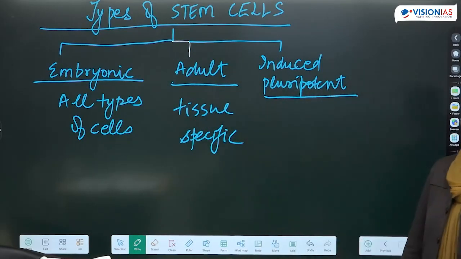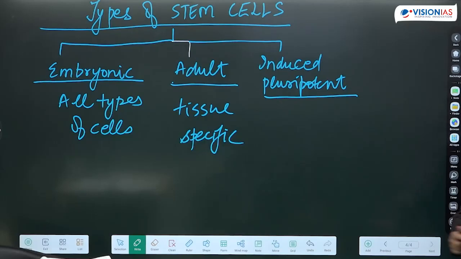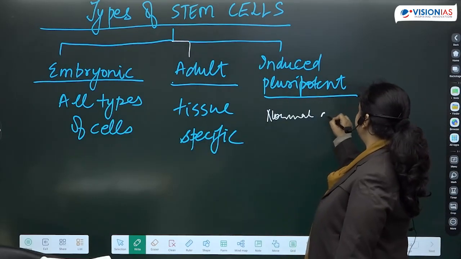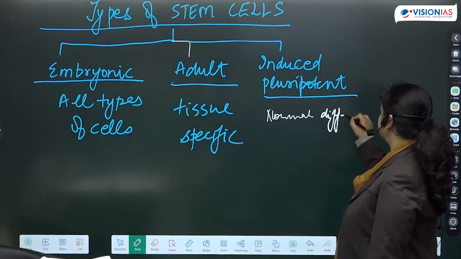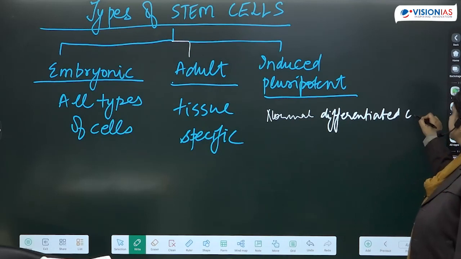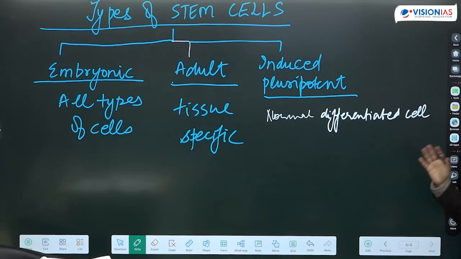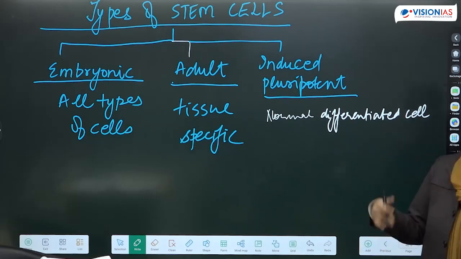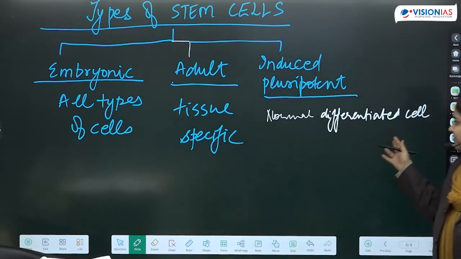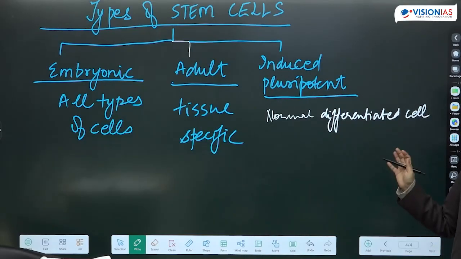अब induced pluripotent stem cells में क्या होता है? You take any normal differentiated cell. Differentiated means the cell who has already been assigned its function. कि अब सेल जो है मसल सेल बन चुका है या ब्लड का सेल बन चुका है, कोई सेल बन चुका है. That is what we mean when we say differentiated. It is a normal cell.